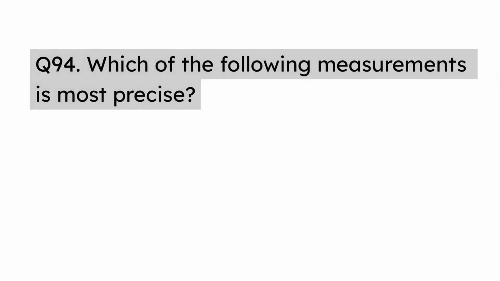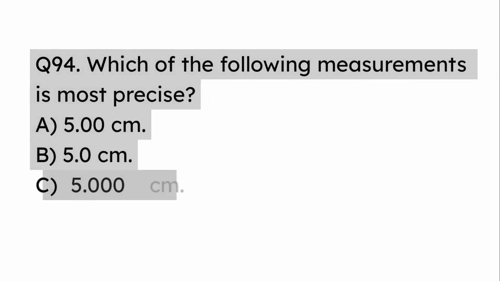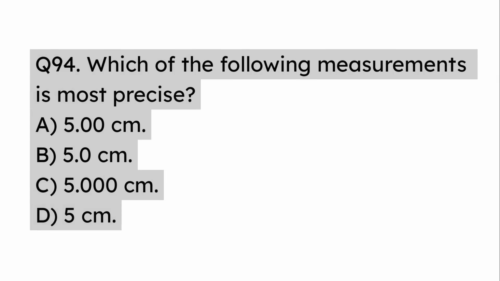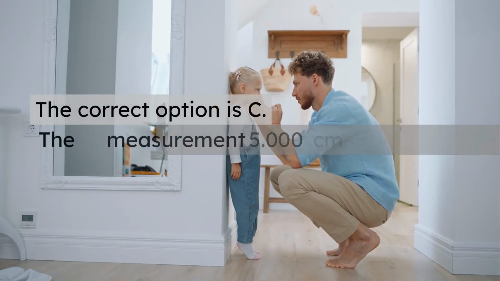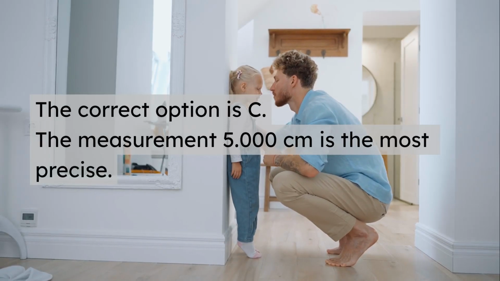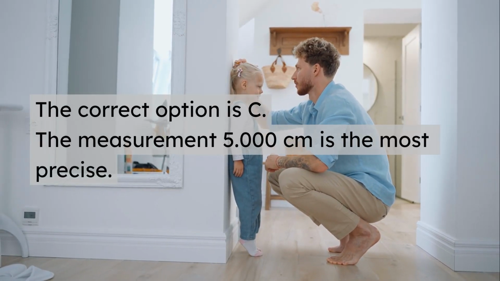Q94. Which of the following measurements is most precise? A. 5.00 cm, B. 5.0 cm, C. 5.000 cm, D. 5 cm. The correct option is C. The measurement 5.000 cm is the most precise.